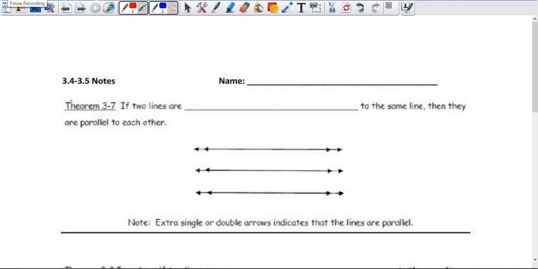All right, for this, guys, we got 3.4 and 3.5 notes. The first theorem we're going to talk about is 3.7. It says if two lines are parallel to the same line, then they are parallel to each other.